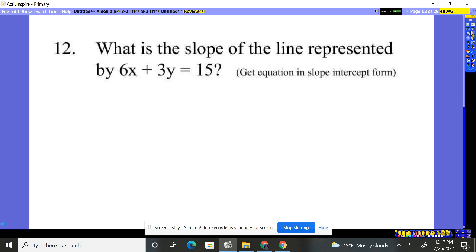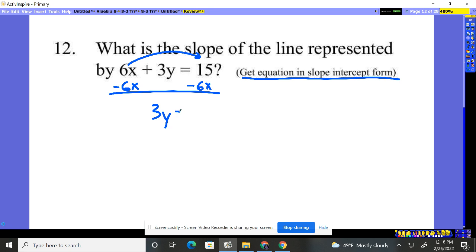Number 12, what is the slope of the line represented by 6x plus 3y equals 15? I even give you the hint. Get the equation in slope-intercept form. In other words, get y by itself. So let's move the 6x over. That gives me 3y equals negative 6x plus a 15.